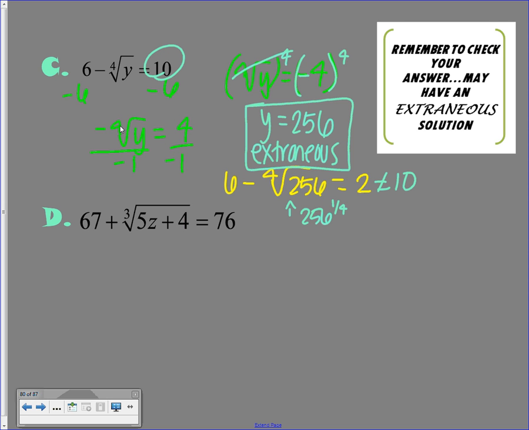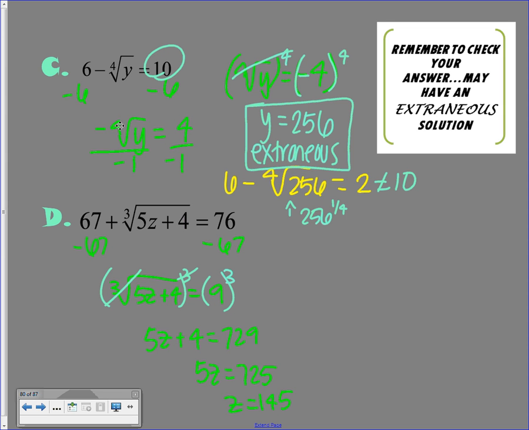Okay, so let's try example D. We've got a lot going on here. First thing I would do here is subtract 67 from each side. That's going to give me the 3rd root of 5z plus 4 to give me 9. Okay, at this point I want to get rid of that 3rd root, so I'm going to raise each side to the 3rd power. So that 3rd root cancels. So now I'm left with 5z plus 4 to equal 729. So from here I'll subtract 4. 5z equals 725. Divide by 5, z will equal 145.